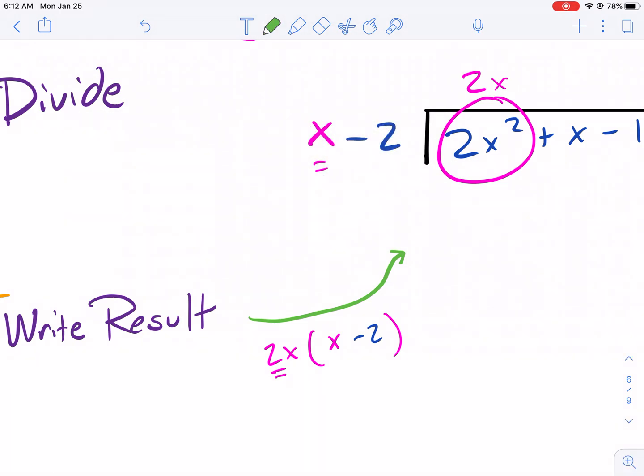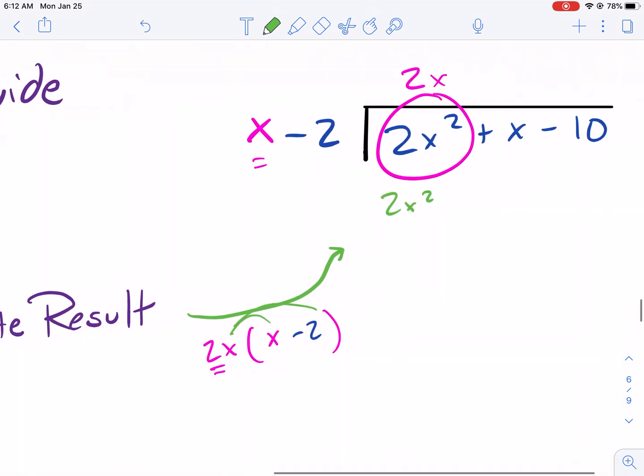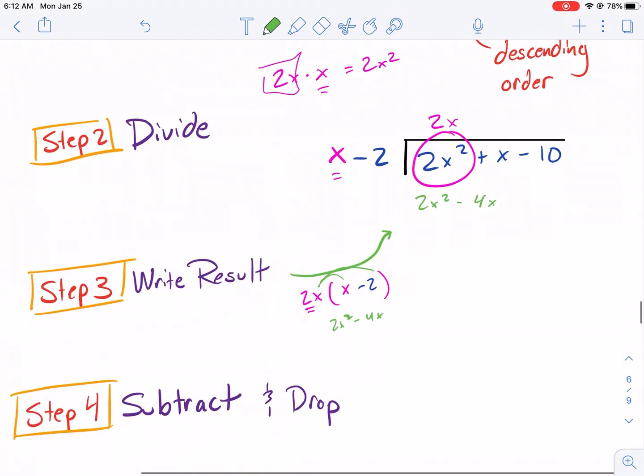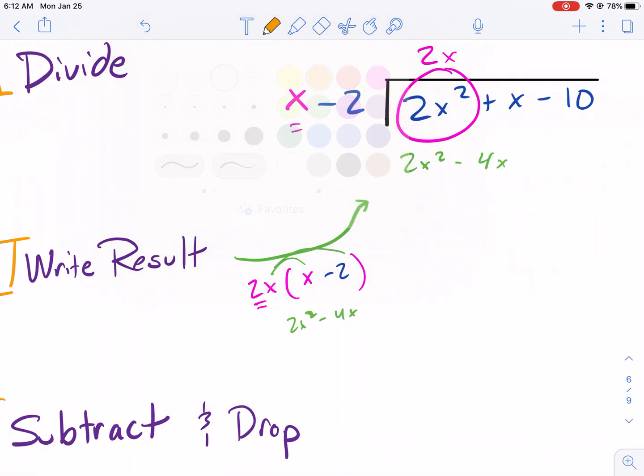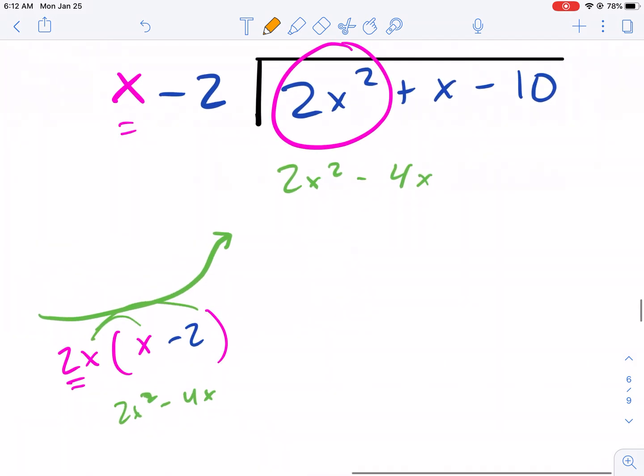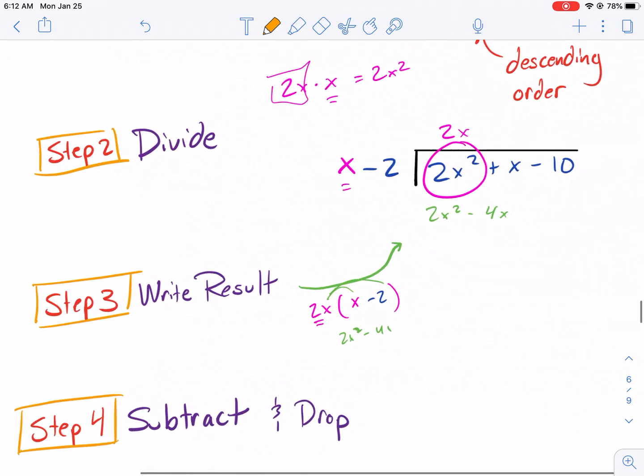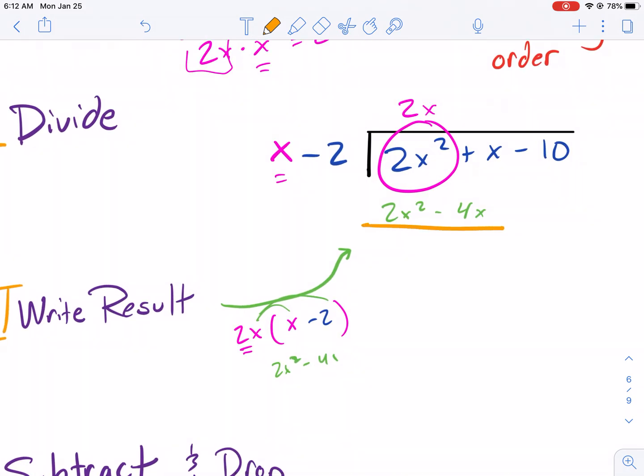Okay, so now we're going to do some multiplication, and we get 2x squared, that's the whole point, minus 4x, sorry. We multiply 2x times x minus 2, we get 2x squared minus 4x, and that's why we write that there. Now what do we do? We subtract and drop. That's step 4. This is just like in normal long division. We are going to subtract. I don't know why that didn't make a straight line. Let's try this again. We're going to subtract these.